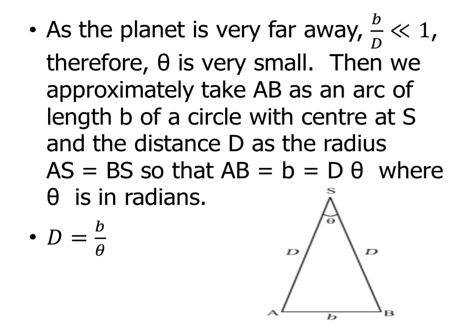So look at the diagram. b is very small compared to D, so b divided by D must be very much less than 1. Therefore theta is very small. Of course theta becomes very small. Then we can take AB as an arc of length b.